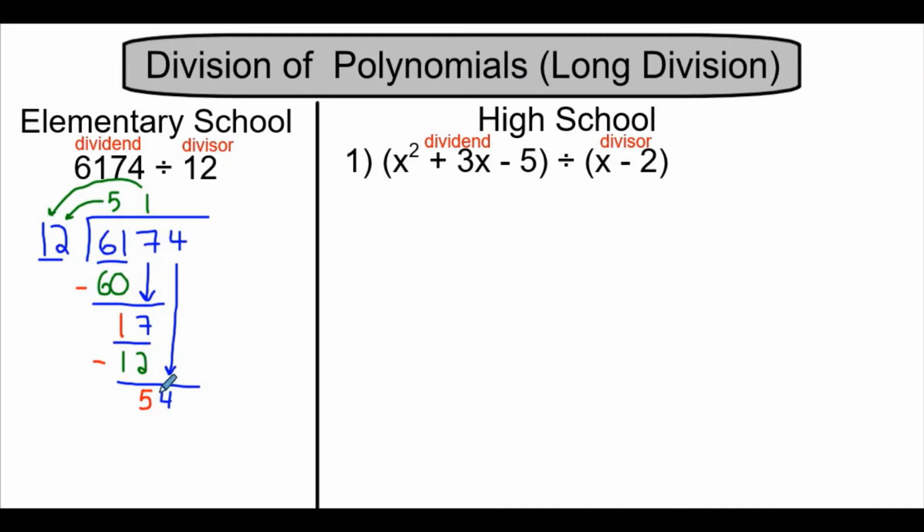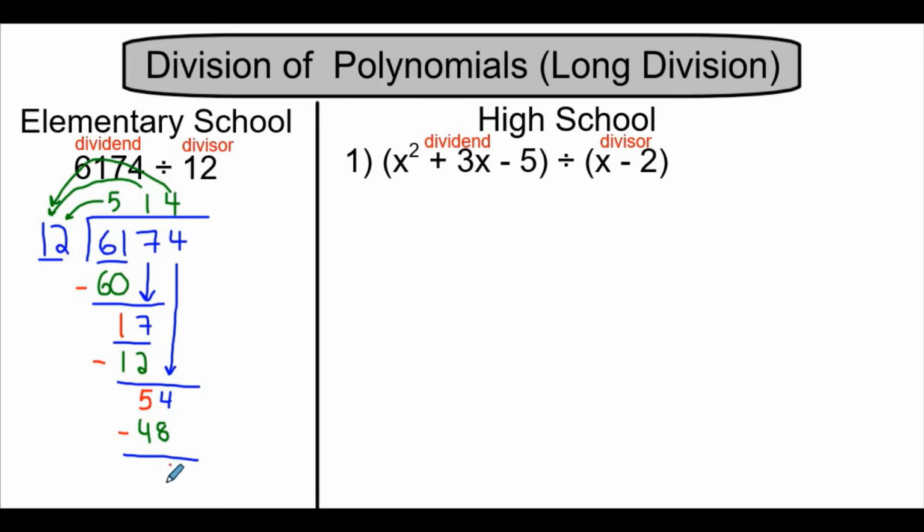12 goes into 54. As a young child, you might have guessed 5 and then had to erase. We're a little more advanced now, so we know that it's actually a 4, because 4 times 12 is actually 48. And that frustration actually doesn't happen in the high school math, because you'll know exactly what to subtract. Unlike in elementary school, you have to guess. So then we subtract this, and when we subtract that, we get our final remainder of 6.